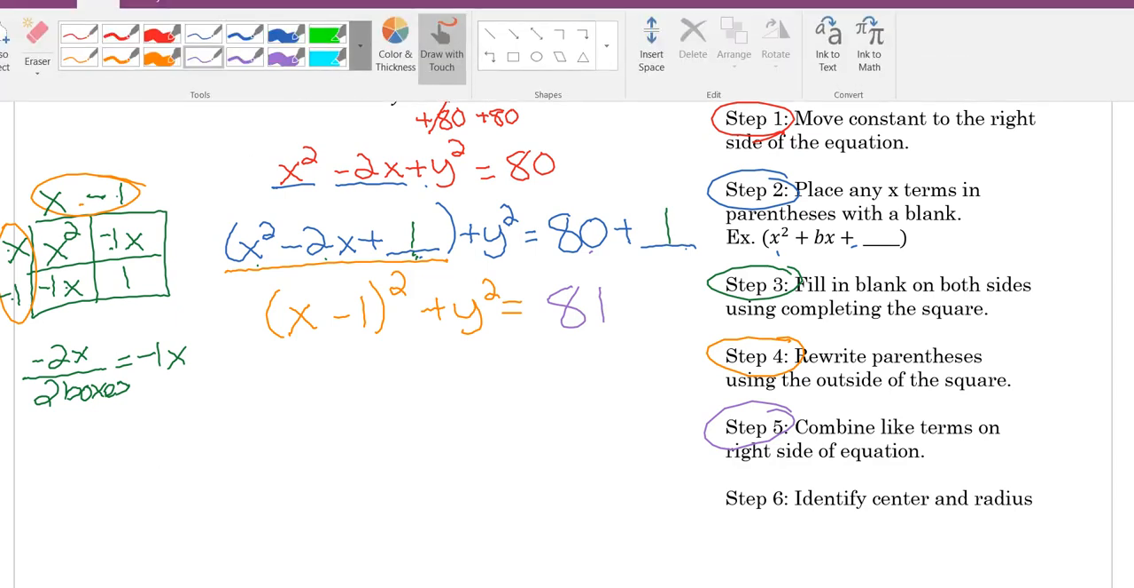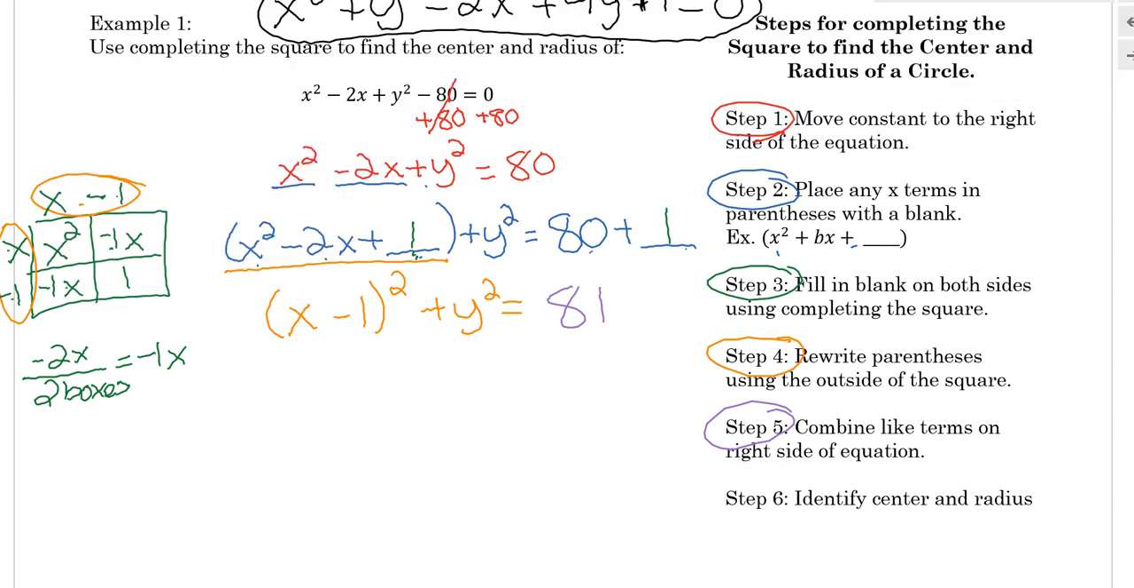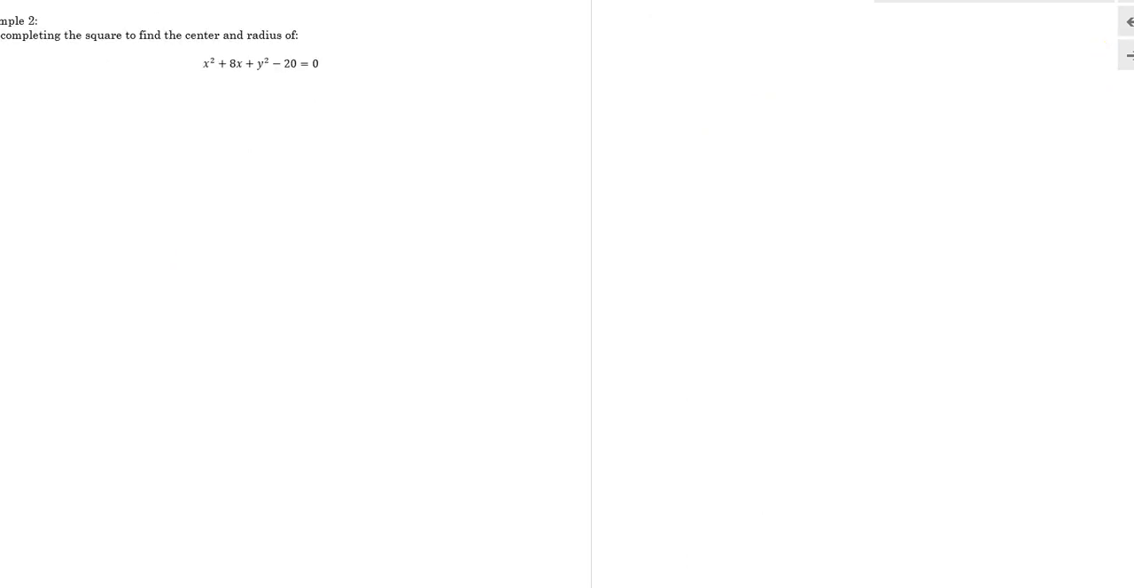From here, we are just finishing our problem by doing what we've already been doing. Right now, we're going back to target A, my center. This should look more familiar. Got to change the sign, so it's 1. And then there's nothing with y, so it's 0. R squared equals 81. Take the square root. R equals 9. Okay. All right, we're going to look at one more example.